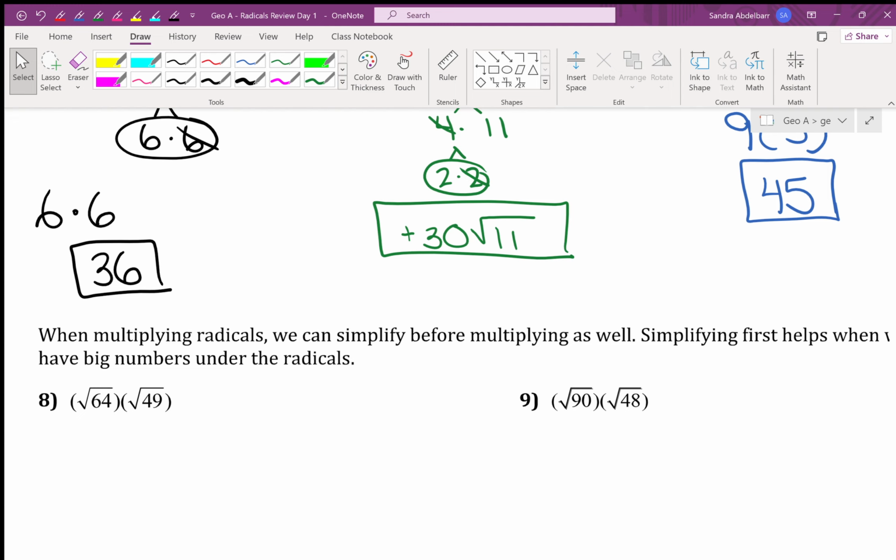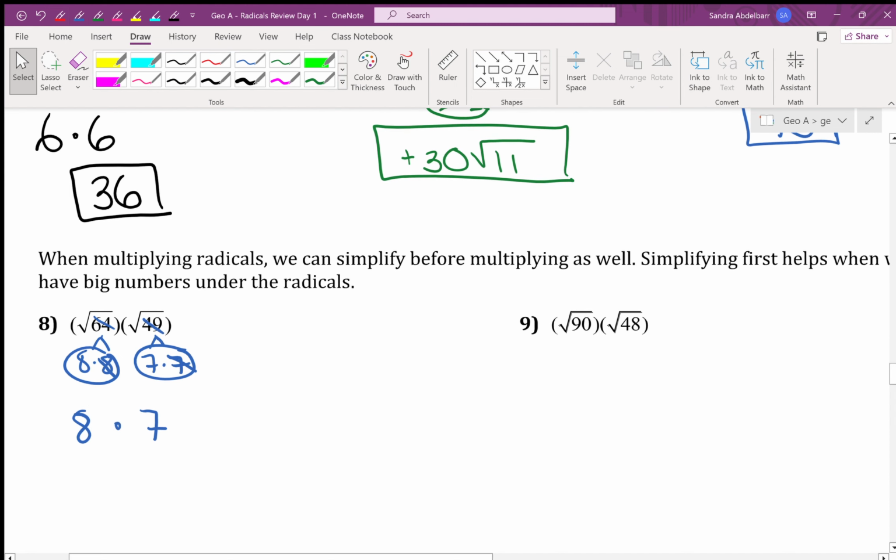There's our pair. Take one out. No more radical. 49 is 7 times 7. There's our pair. Take one out. So then we're left with 8 times 7, which is 56. Now, other times, like number 9, these are not perfect squares, but if you were to multiply then simplify, 90 times 48, wouldn't that be a really big number to try to start breaking down? So sometimes it's easier just to simplify it first so the numbers aren't that large.